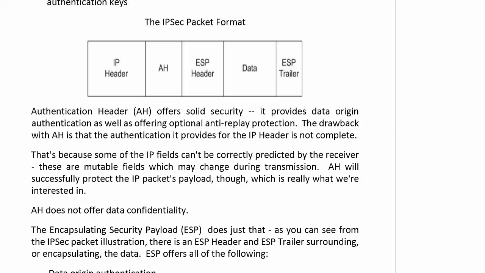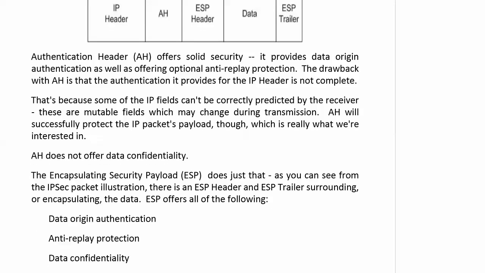Now, the ESP, the Encapsulating Security Payload, does just that. As you can see from the IPsec packet illustration, there's an ESP header and an ESP trailer surrounding or encapsulating the data. Now, ESP offers us data origin authentication, anti-replay protection, and data confidentiality. So, boy, we keep going back to the TCP/UDP argument, right? And this isn't quite that bad because Authentication Header does bring us some security, but there is that question, well, if one's so great and the other one's okay, why don't we use the great one all the time?